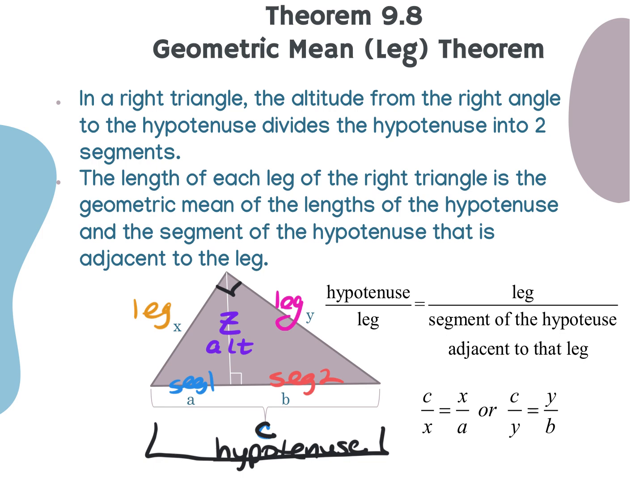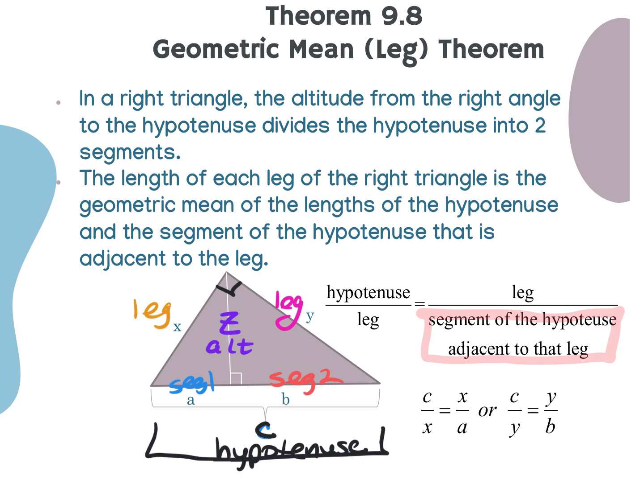So this proportion, and again, in a right triangle, the altitude from the right angle to the hypotenuse divides the hypotenuse into two segments. And I labeled them in red and blue, segment 1, segment 2. The length of each leg of the right triangle is the geometric mean of the lengths of the hypotenuse and the segment of the hypotenuse that's adjacent to the leg. Again, a ton of words here. Now, this denominator over here, segment of the hypotenuse adjacent to the leg.